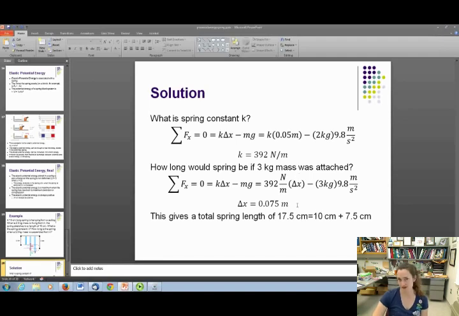That's 7.5 centimeters. But for the total length of the spring, I would have 17.5 centimeters because I've got to add my original length of 10 centimeters to the 7.5 centimeters for a total length of 17.5 centimeters.